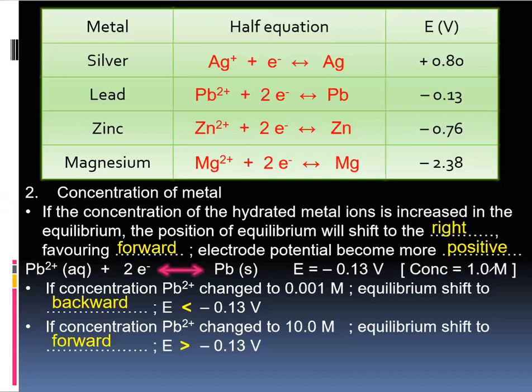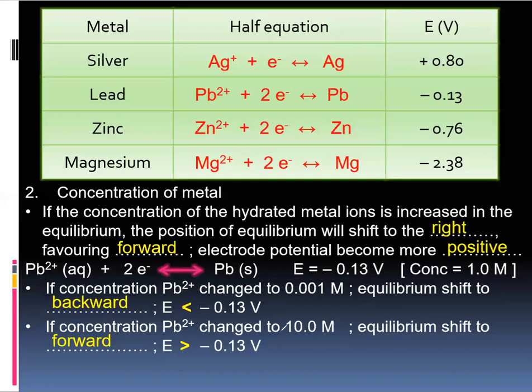That's at our 1.0 mole per dm³ concentration. That's the normal situation. But let's see now, if the concentration of lead changes from 1.0 mole per dm³ to 0.001 mole per dm³, equilibrium shifts to the back. That means shift to the left. That is, it favors a backward reaction. The equilibrium will shift to the left, favoring a backward reaction. Your electric potential value will be less than minus 0.13 volts.